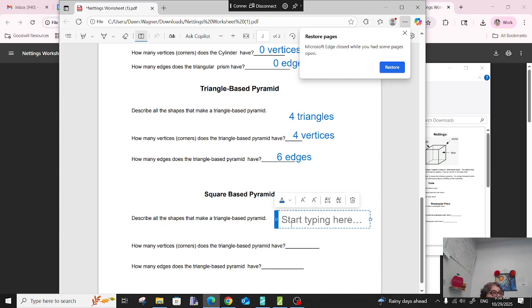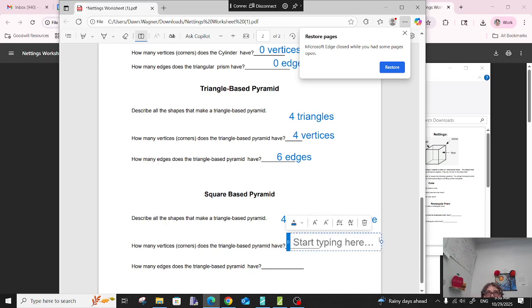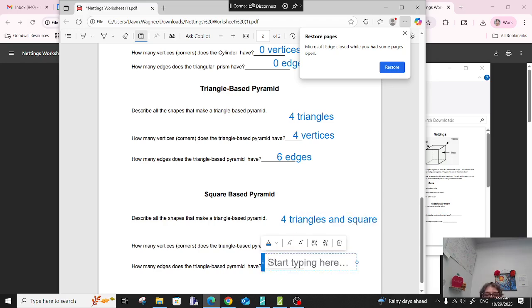Okay, square base pyramid. Now this is like in Egypt. All of those have a square base, correct? Okay, what are these shapes? 4 triangles and a square. How many vertices does it have? 1, 2, 3, 4, 5. Because the apex is a vertex. 5 vertices.